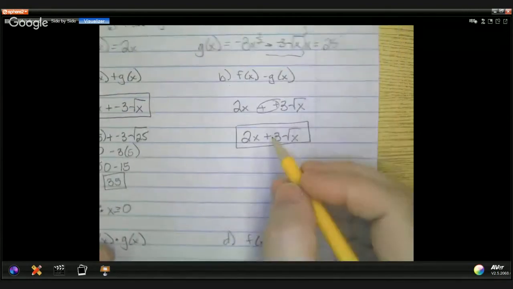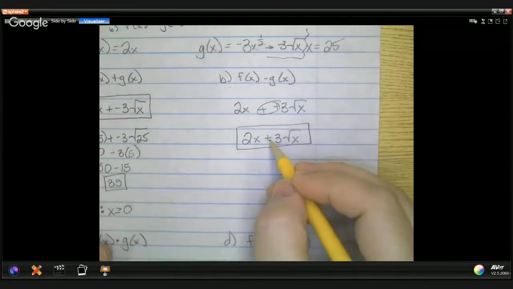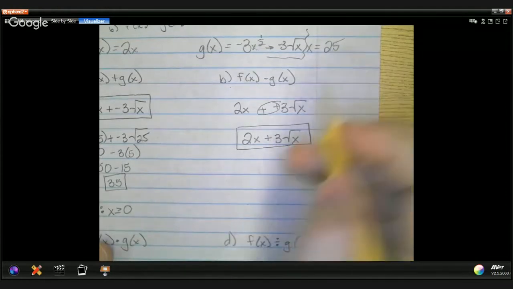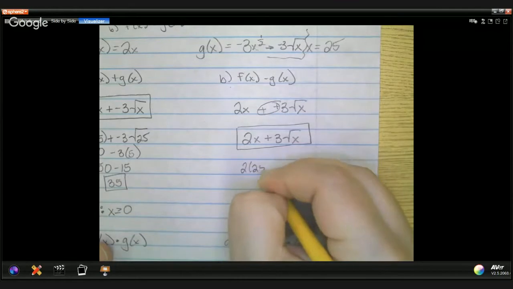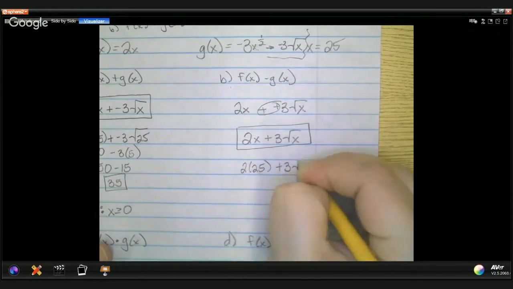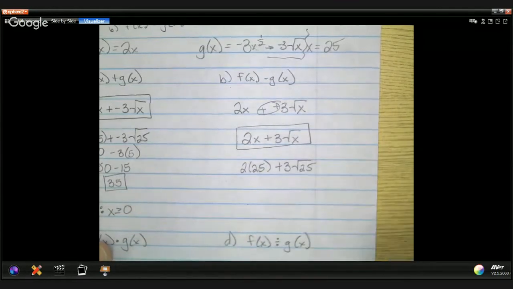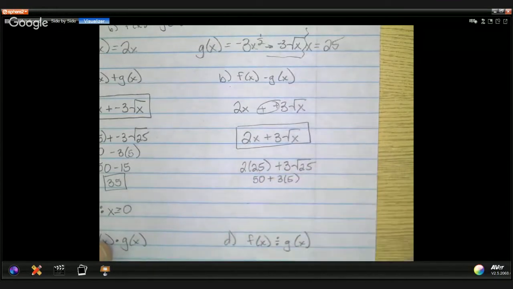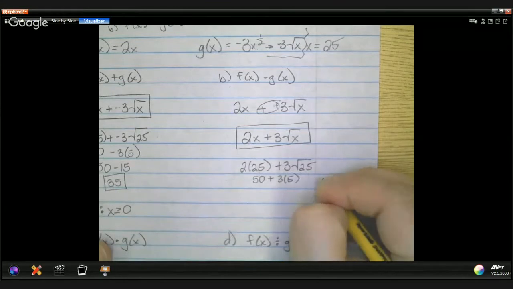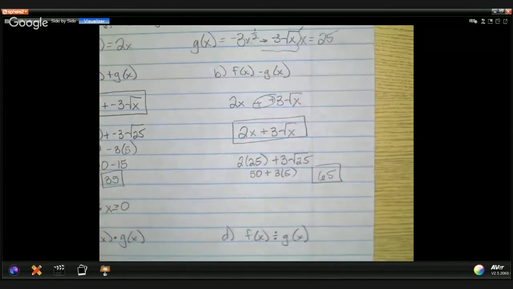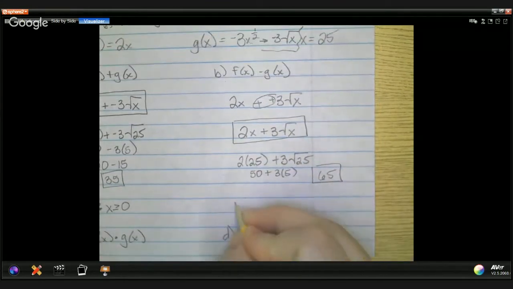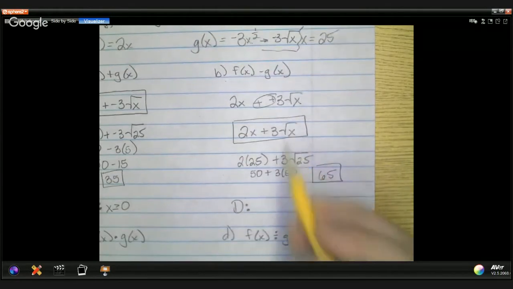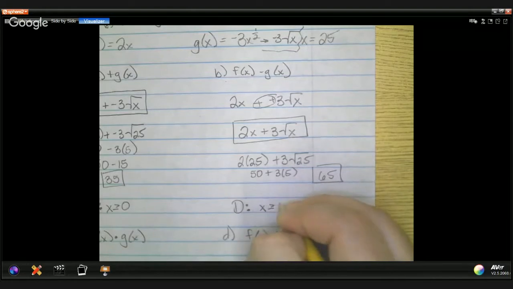Okay, so now that we have what our difference is, now we're going to plug in 25. So it'll be 2 times 25 plus 3 square root of 25, which is 50 plus 3 times 5, which is 65. So there's the next answer. And then our domain, it's the same idea as when we found the sum. You can't take the square root of a negative. So your domain is anything greater than or equal to 0.